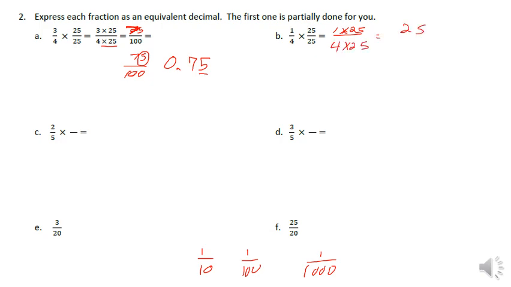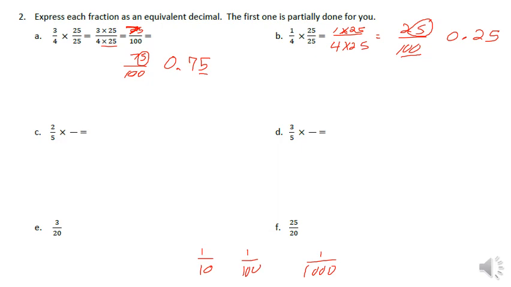On B, we have 1 times 25, and we have 4 times 25, which is equal to 25 over 100ths. And once again, we know the 5 is going to be in the hundredths place. So when we write it, we got 0.25. The 5 is in the hundredths place, 25 hundredths.